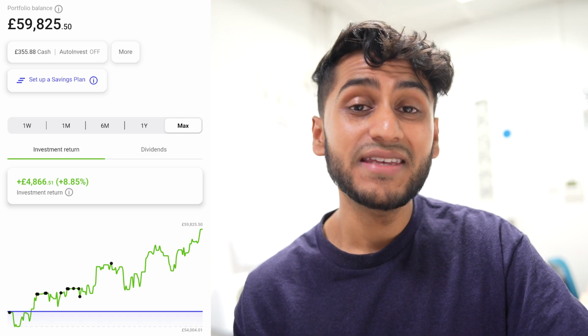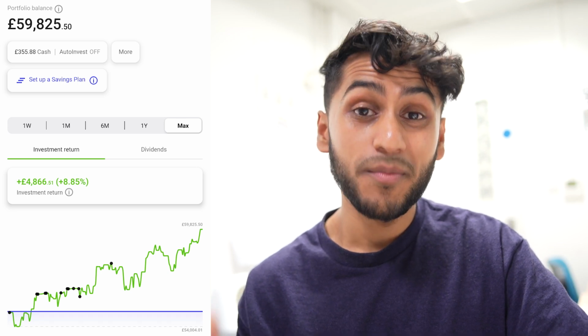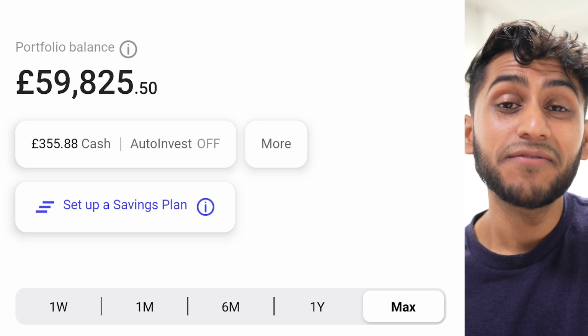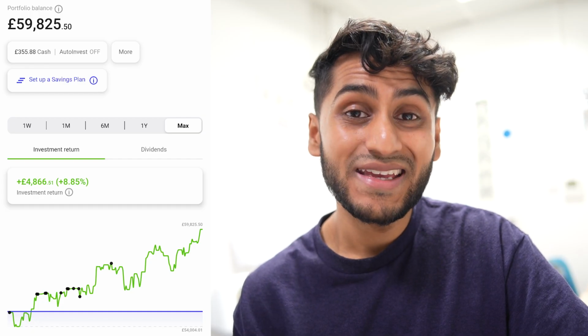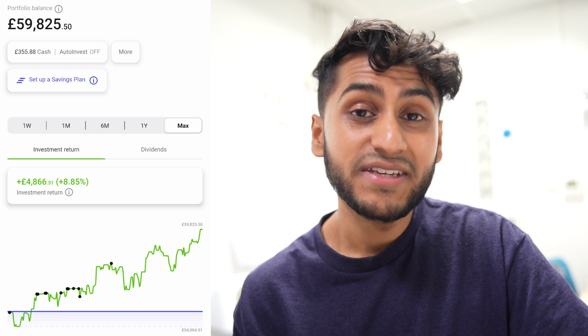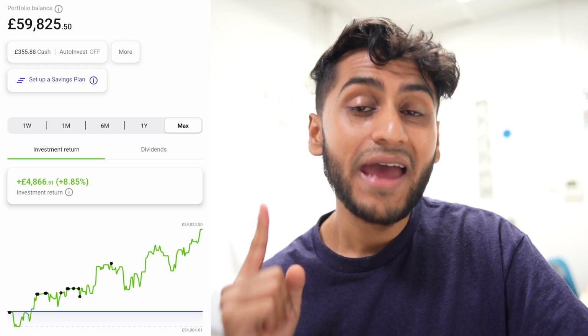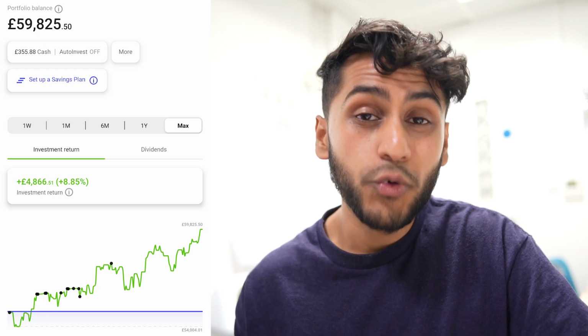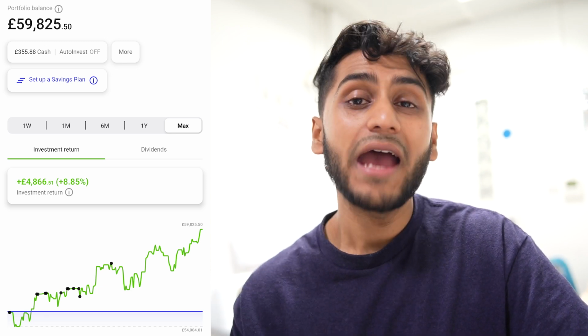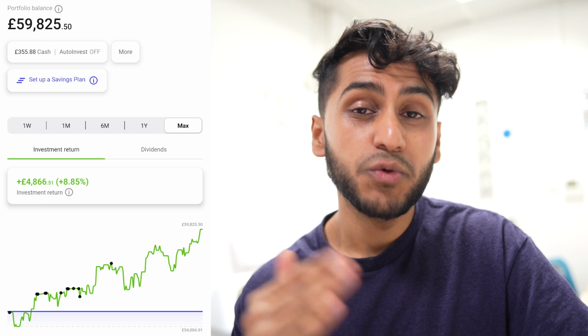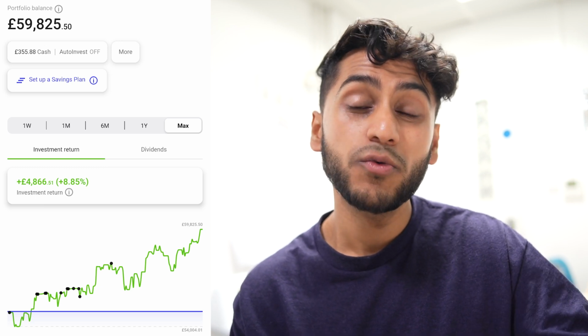Now, I also want to show you that the compounding effect still works if you stop depositing in your old ISAs. Take a look at this. This is another ISA that I have with another platform. You can see that the current balance is £59,825, and I first started depositing into this ISA at the beginning of the tax year in 2021, and again at the beginning of 2022. So this ISA is basically 2 years' worth of deposits. And of course, in 2023 and 2024, I deposited into Trading 212 instead.